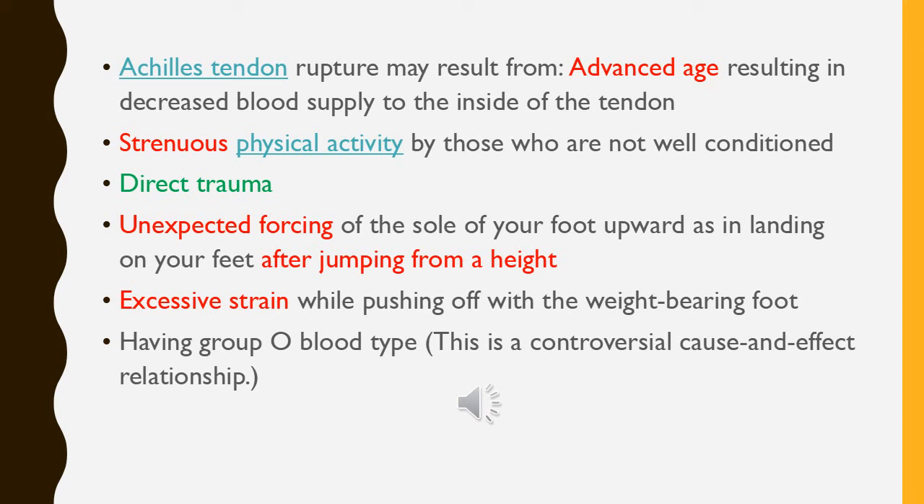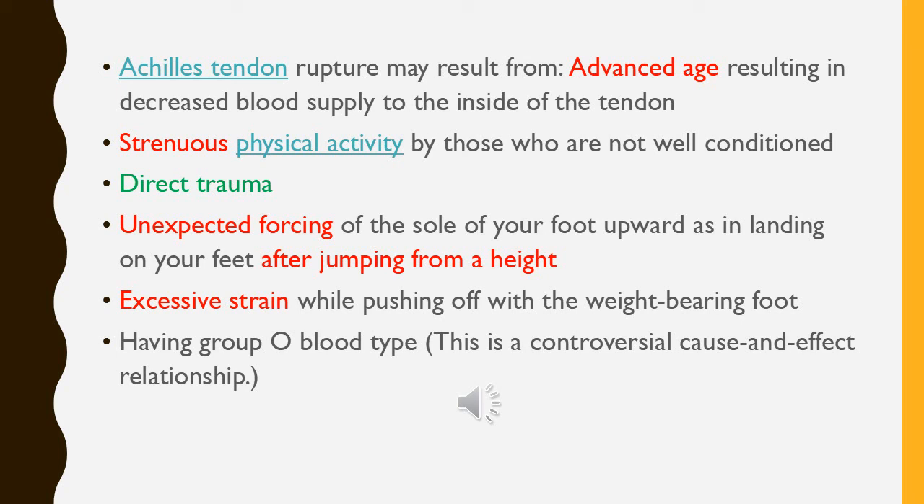This tendon rupture may result from advanced age, which results in decreased blood supply to the inside of the tendon, and from strenuous physical activity, direct trauma, or unexpected forcing of the sole of your foot upward, as in landing on your feet after jumping from a height. So it can also cause a tendon rupture. Then excessive strain while pushing off with a weight-bearing foot, and having group O blood type.